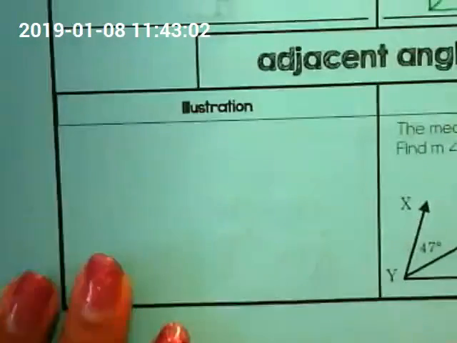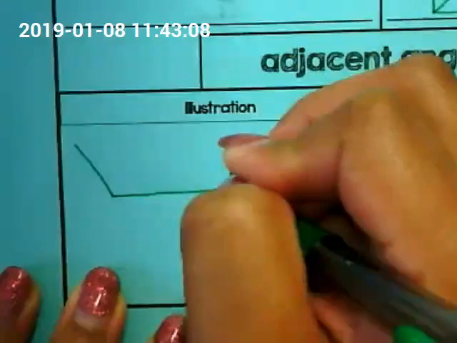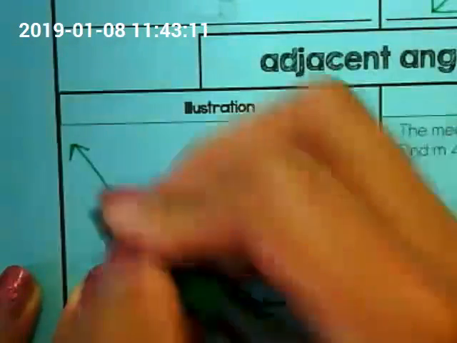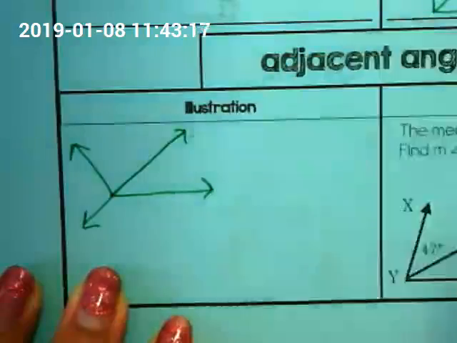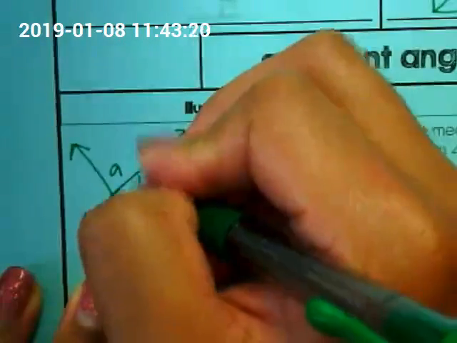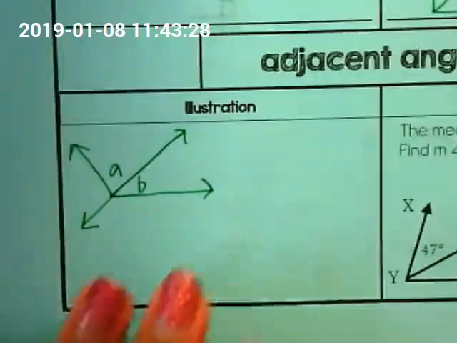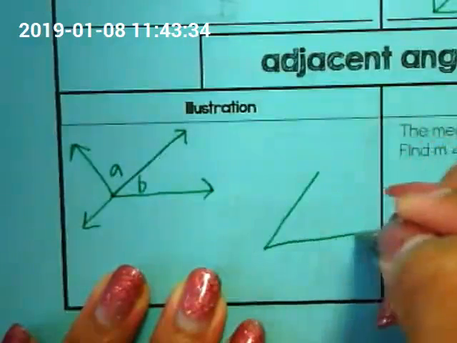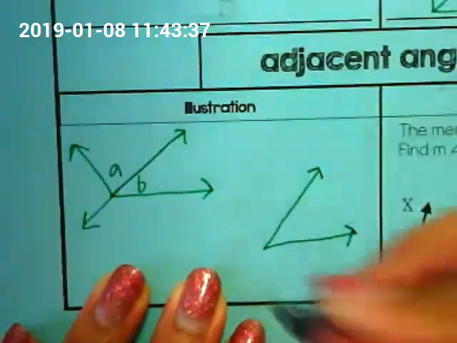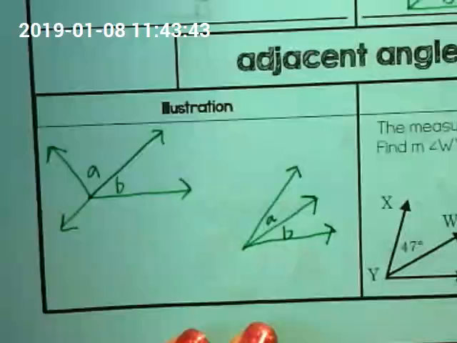So for the illustration, we can just draw two lines. These two angles are side by side. So angle A and B are adjacent. Sometimes your angles don't add up to something like 90 or 180, but your angles are still adjacent, next to each other.